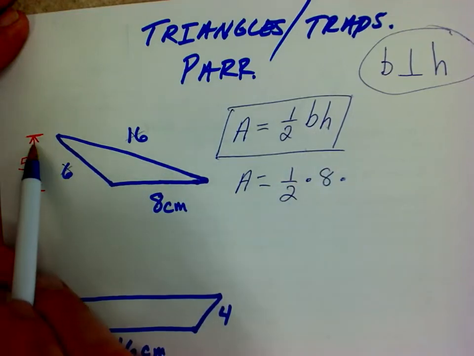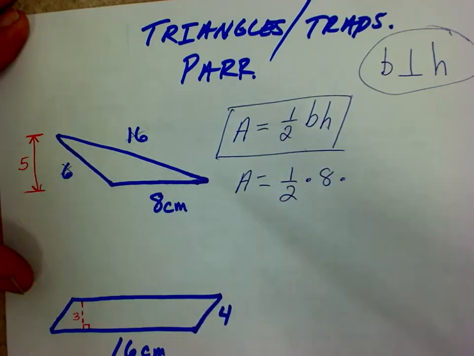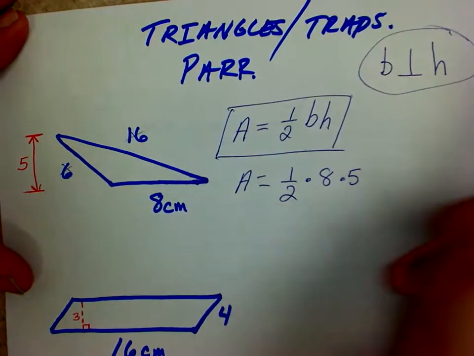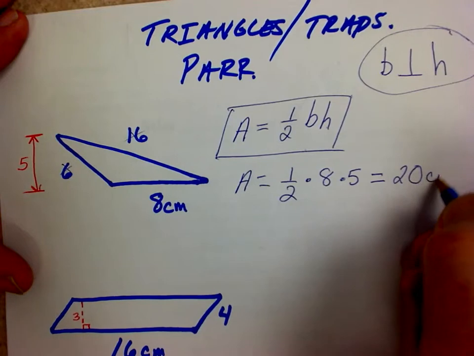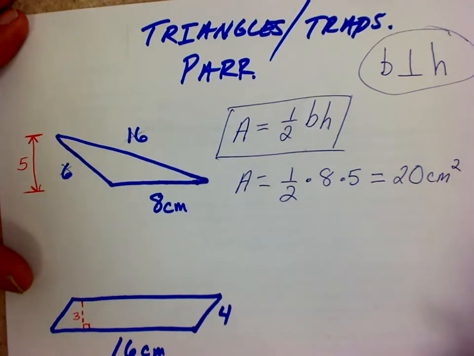So 8, the perpendicular distance to the top of this triangle is 5. So that is our height. 1/2 times 8 times 5, 20 square centimeters.